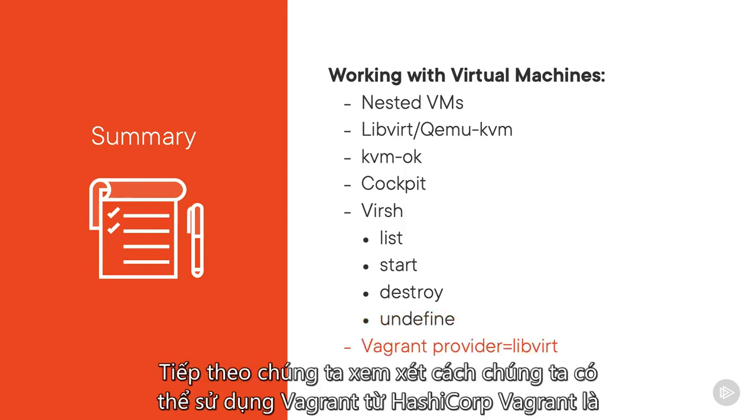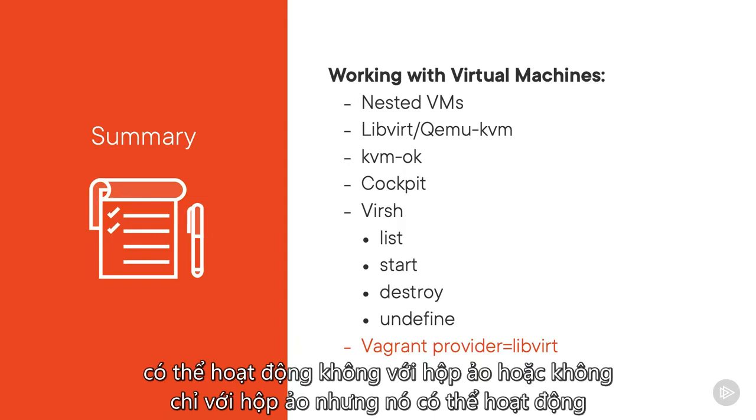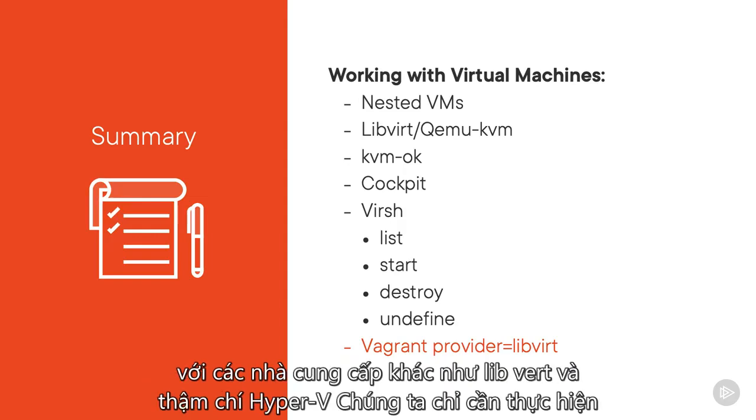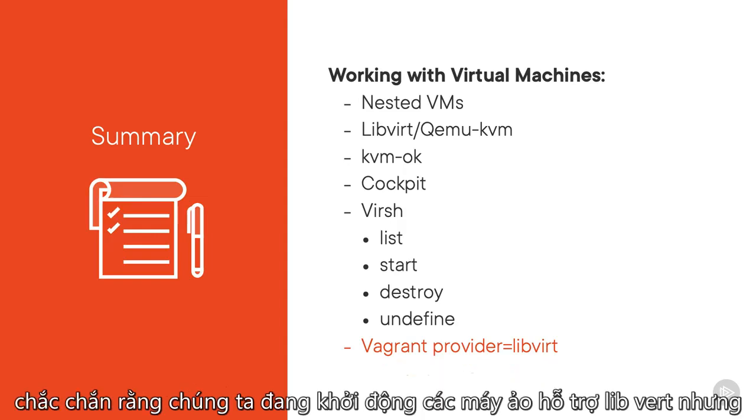Next up, we looked at how we could use Vagrant from HashiCorp. Vagrant is the virtual machine manager that we've been using throughout the course, but it can work not just with VirtualBox, but it can work with other providers such as libvirt and even Hyper-V. We just need to make sure that we're using Vagrant with the provider equals libvirt to make sure that we are firing up virtual machines that support libvirt.